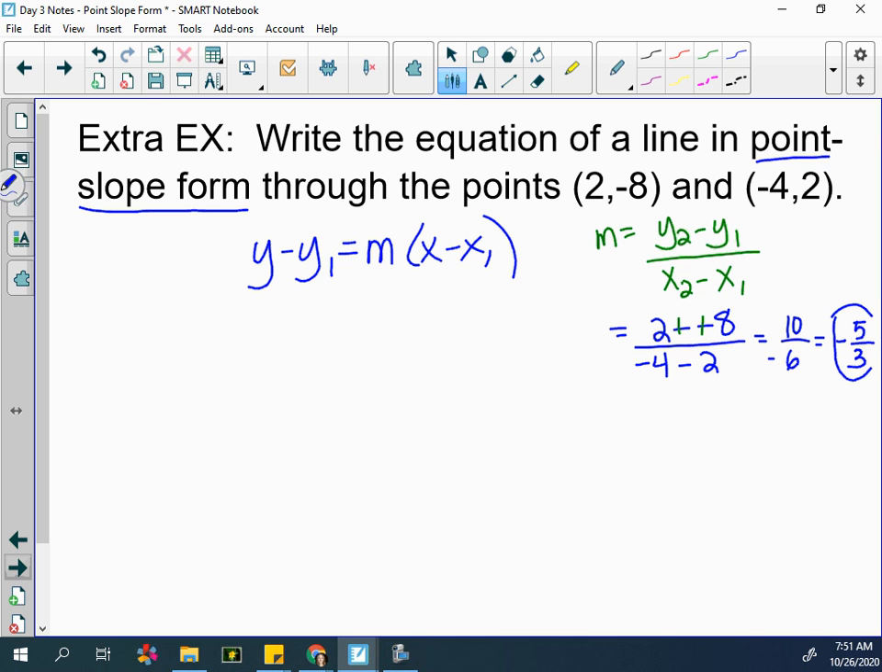All right, so let's plug in the m. And really there's two correct answers here. We can pick this point as our x1, y1, or we can pick this one. They both would be correct. So pick one of the 2 points and finish out the equation. I'll write them both up here in a minute, but pick either the 2, negative 8, or the negative 4, 2, and go ahead and write your answer down for this one. Or if you want to write both of them, you can. You don't need to, they both will be fine.